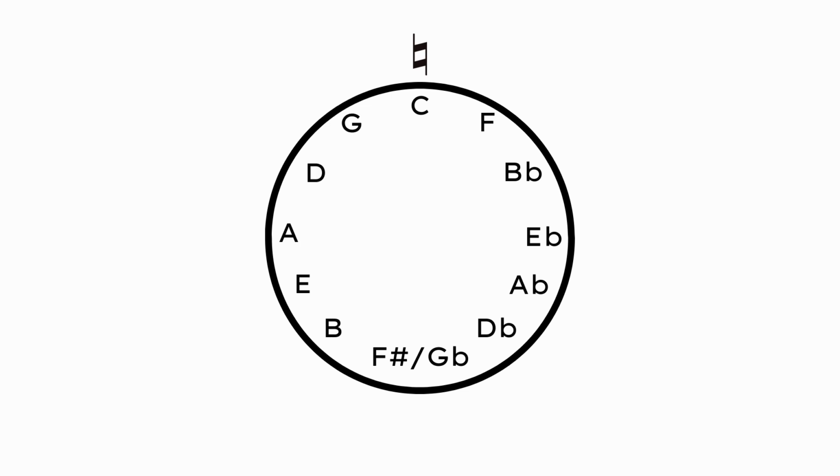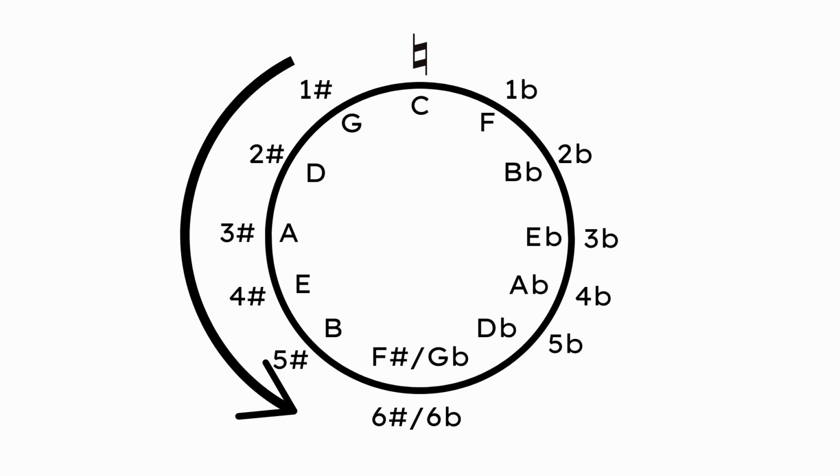Now, we discussed how to figure out the flats in the flat keys, but how do you figure out the sharps in the sharp keys? This is a bit more complicated and requires more memorization than it does for the flat keys. Let's start with C again, but this time we'll move counterclockwise on the circle of fourths. Similarly to the flat keys, each movement from C will add one sharp to the key. So C major will have 0 sharps, G major will have 1 sharp, D major will have 2 sharps, A major will have 3 sharps, E major 4, B major 5, and F sharp major will have 6 sharps.